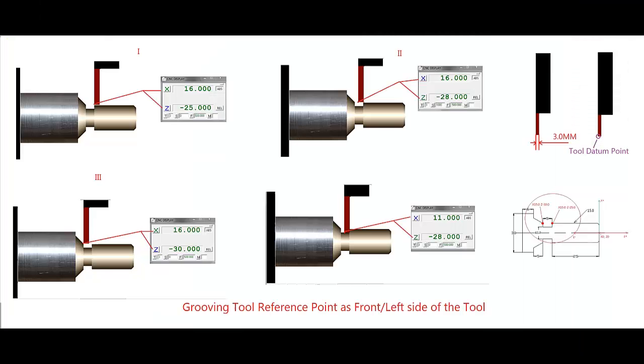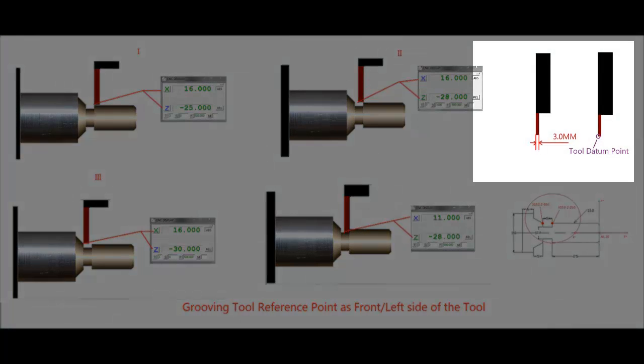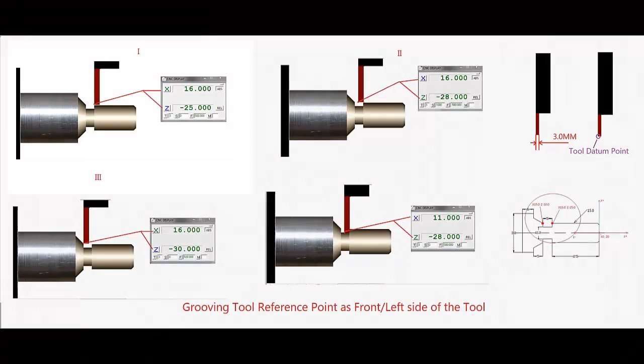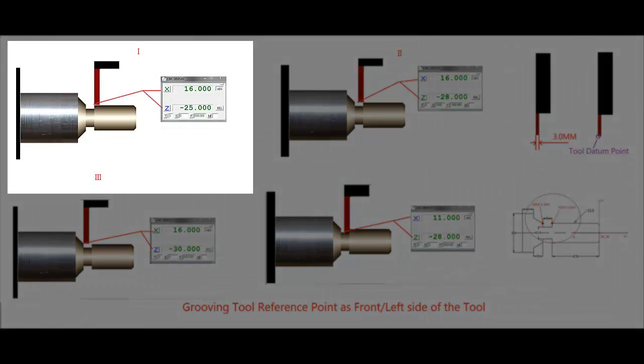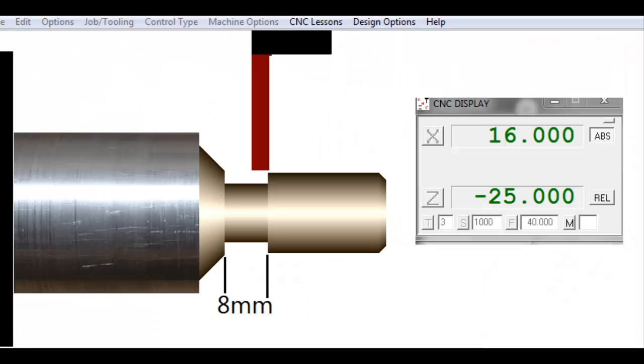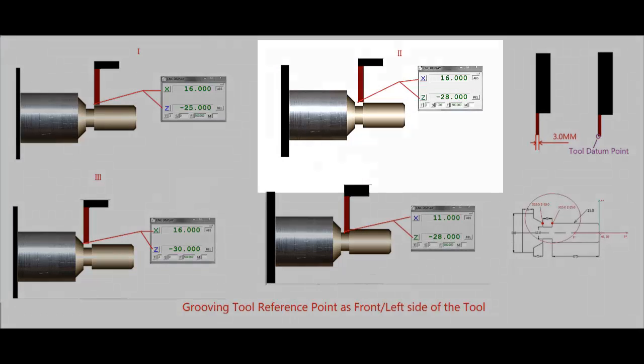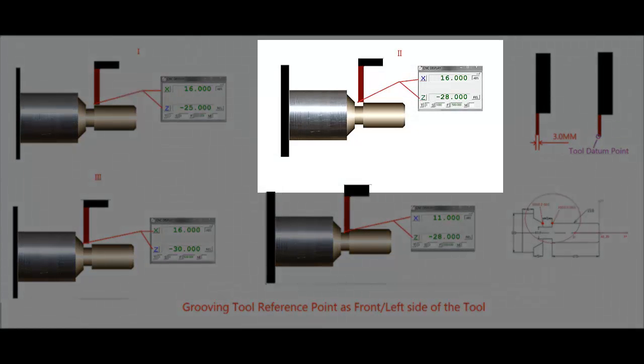So, we are using a grooving tool with 3 mm width. The tool datum reference point is considered the left front side of the tool. If the start position of the tool is Z-25 mm, there will be 3 mm additional, and the groove width becomes 8 mm. To compensate for the tool width, add the groove tool width of 3 mm to the start position Z-25 mm, so it becomes Z-28 mm.